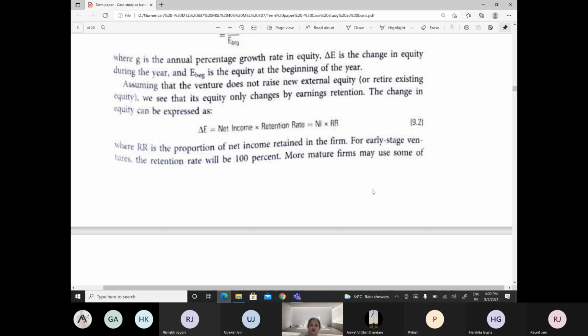Assuming that the venture does not raise new external equity or retire existing equity, we see that its equity only changes by earnings retention. So the change in equity is nothing but the net income into the retention rate, okay, where RR is the proportion of net income retained in the firm. For early stage ventures, the retention rate will be 100%. In fact, it should be 100%.